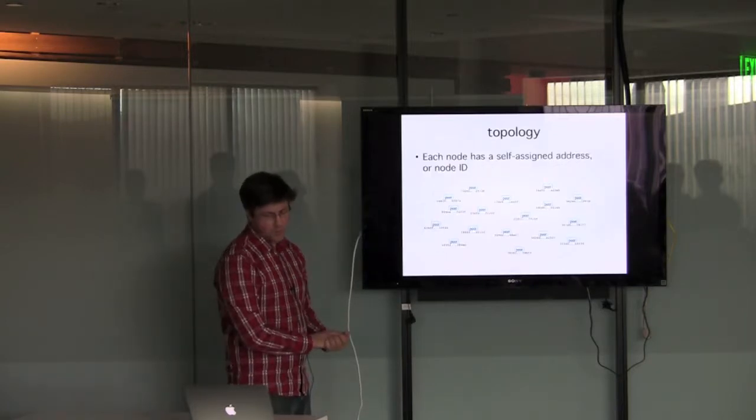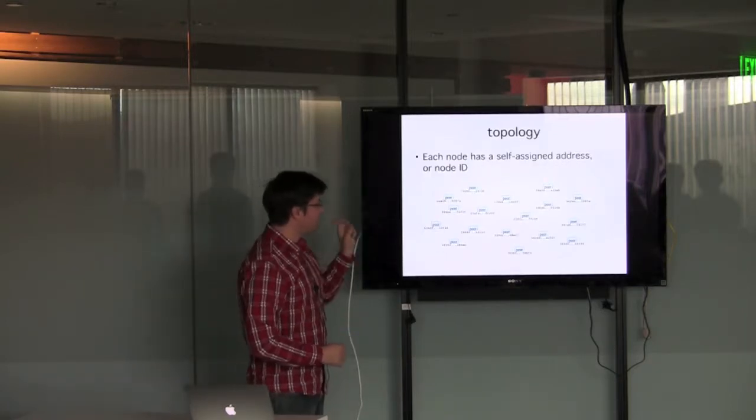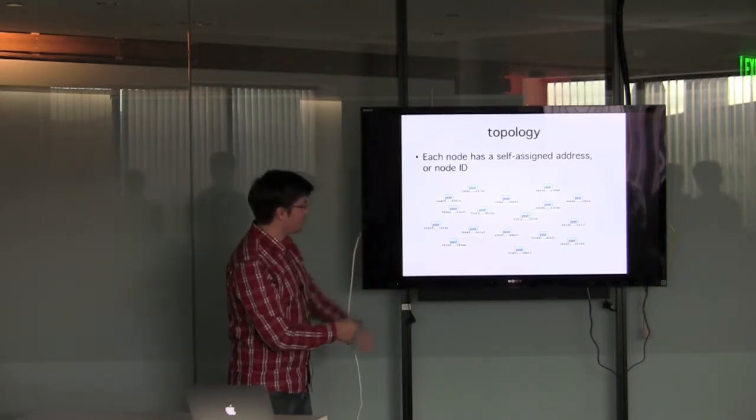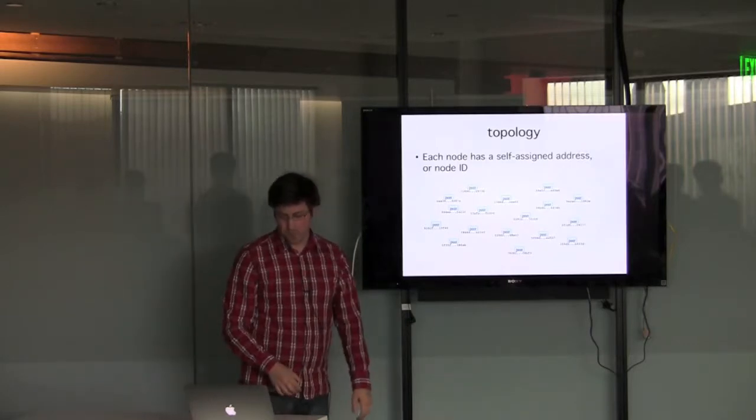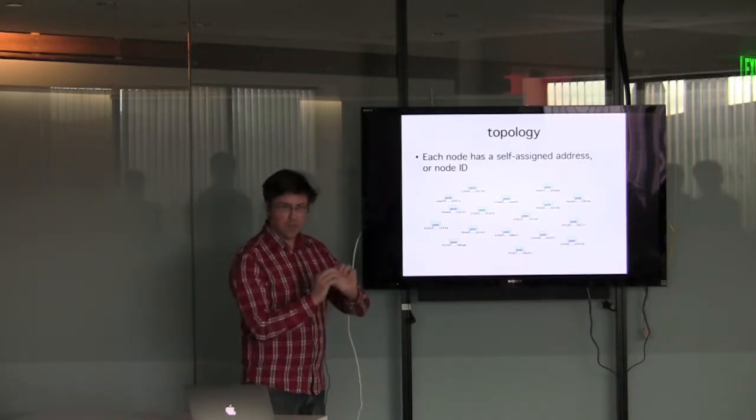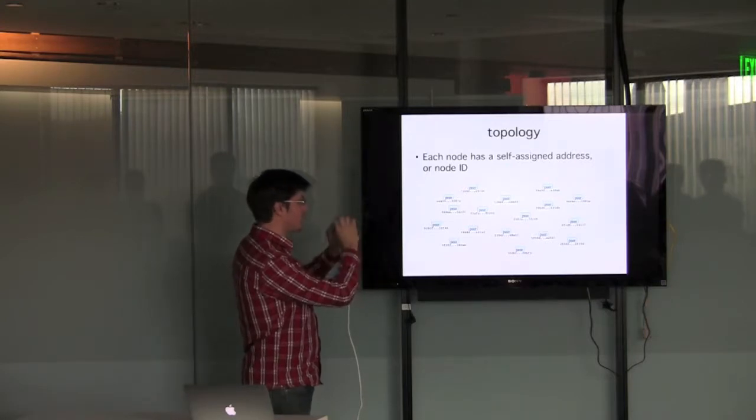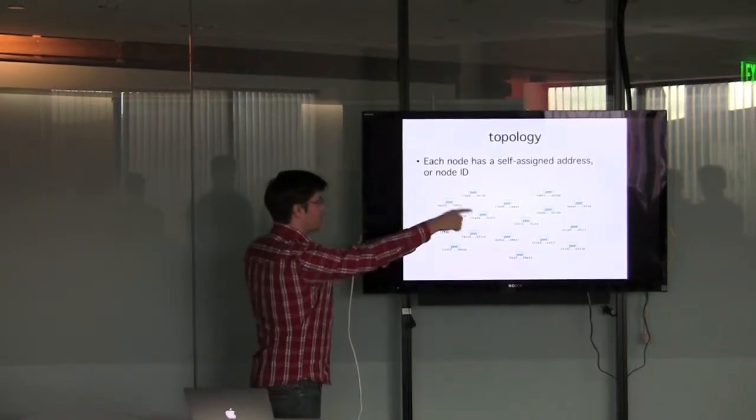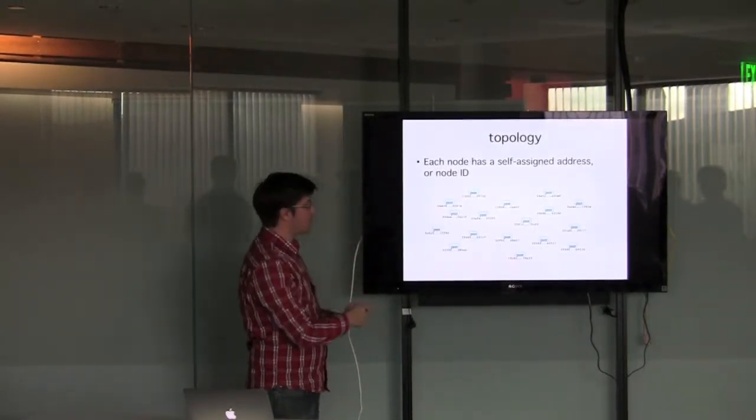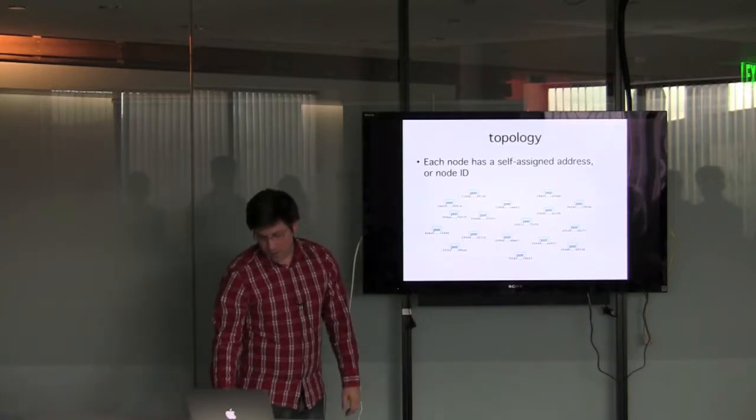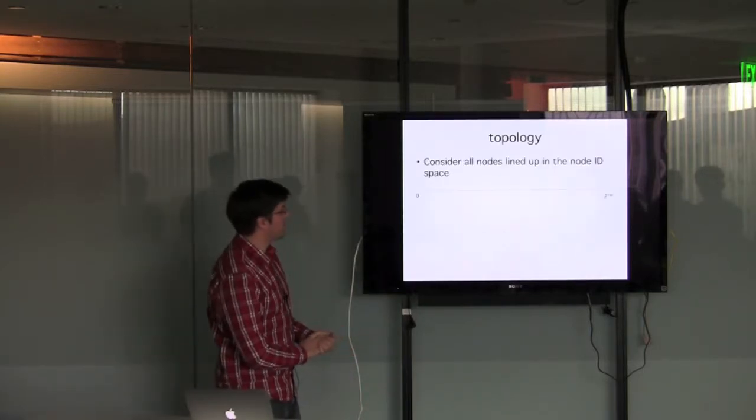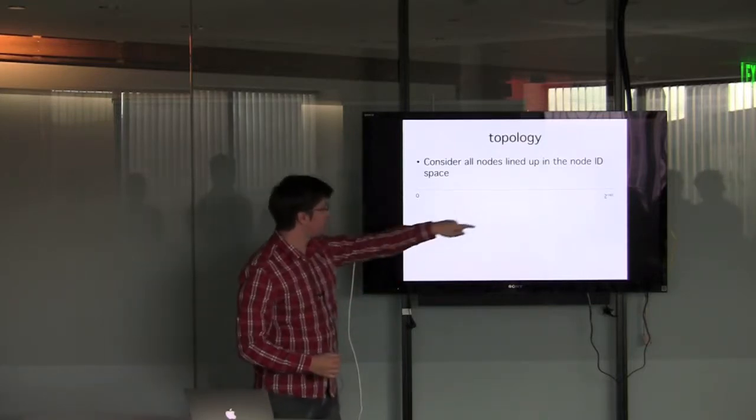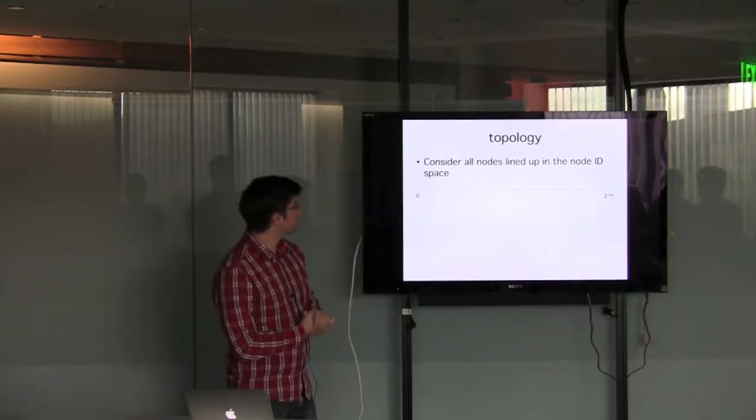So the first thing you do is you have everyone assign an address or a node ID. So that's what this illustrates. They all have a very long address that they just come up with randomly. And then you can imagine that you can plot all of these on a one-dimensional space where you start at 0 and you end at FF, and so on, which is the largest number. So it would look something like this. Node IDs are 20 bytes or 160 bits, so you start at 0 and you end at 2 to the power 160.